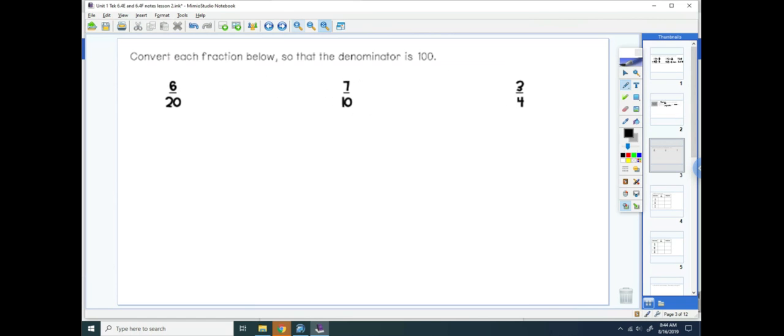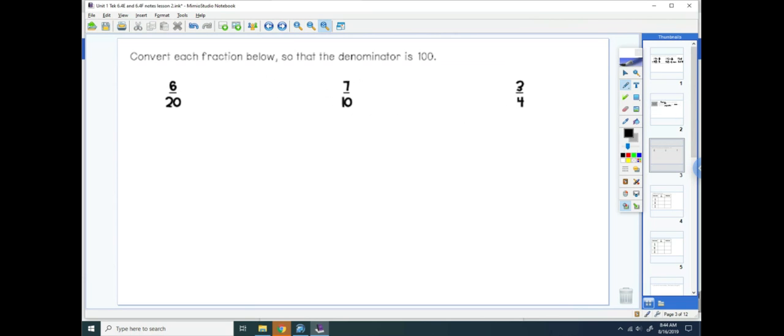In 7th grade, generally we have a little bit harder numbers, so we use a proportion. In 6th grade, you have a little bit easier numbers. So I'm going to show you 2 different ways to change the fraction below to have a denominator of 100.